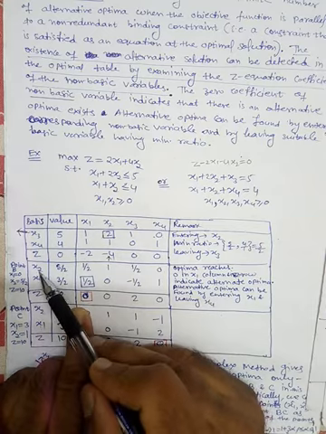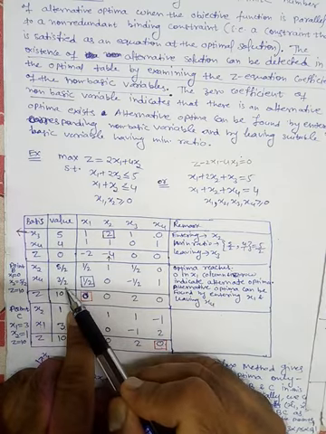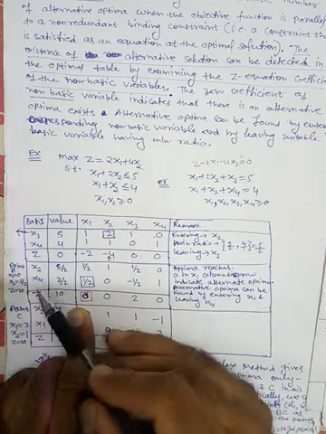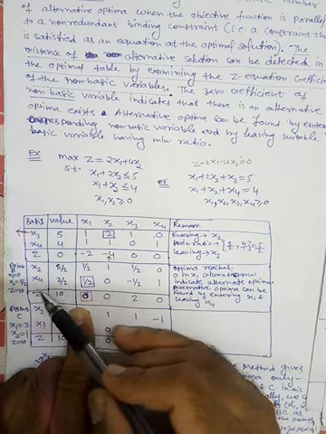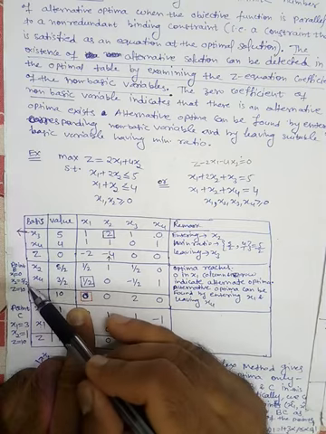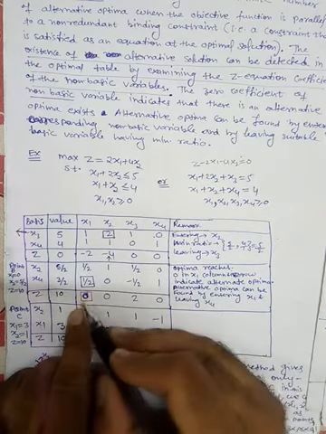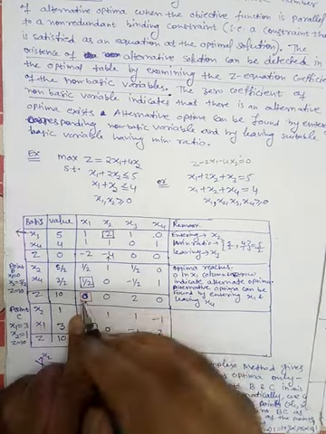The optimum solution is x2 is 5 by 2 and x1 is 0, because we have a two-dimensional problem. Since x1 is not listed here, its value will be 0. So x1 is 0 and x2 is 5 by 2. But if you want to find the alternate solution, because the 0 is here, then you can enter this variable. So x1 enters the basis.